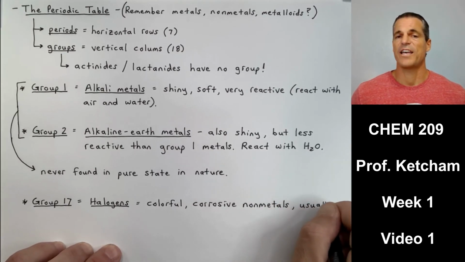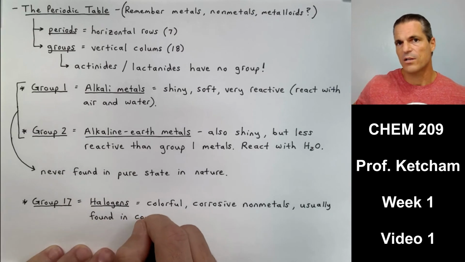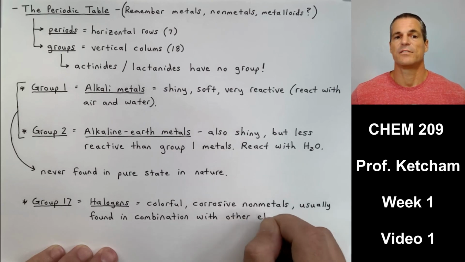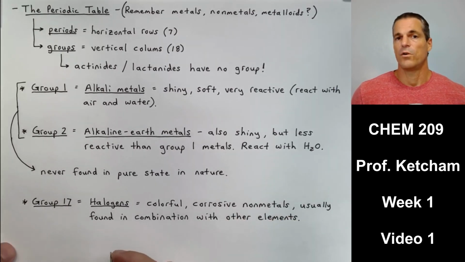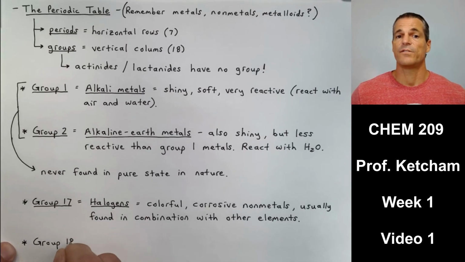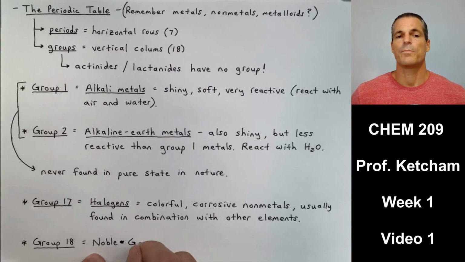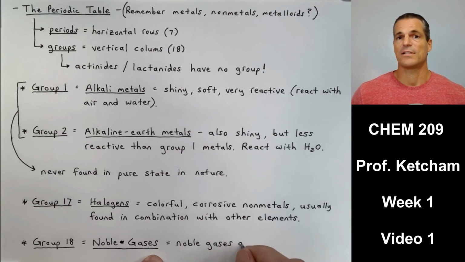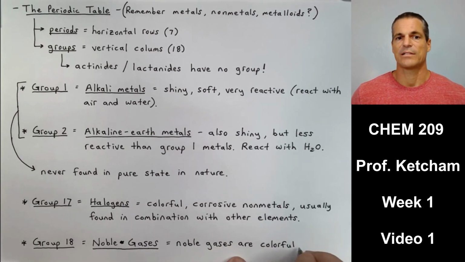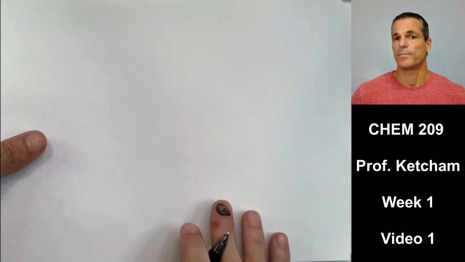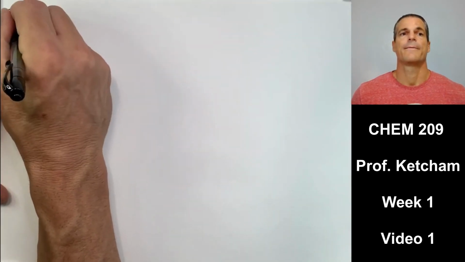Group 17 are called the halogens. That's the far right column, not all the way. It's the second to last column on the right. Halogens are things like chlorine, fluorine, bromine, iodine. These guys are colorful, corrosive nonmetals, usually found in combination with other elements. Then group 18, very far right, noble gases. Noble gases used to be called inert gases because they're very unreactive. They like to be by themselves. But they're very colorful. You find them in some of our lights, things like xenon, and other ones are krypton, helium, argon, etc. All right.